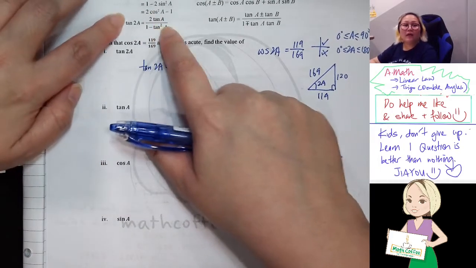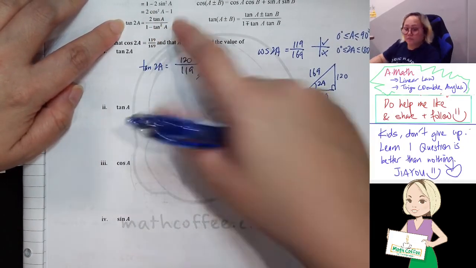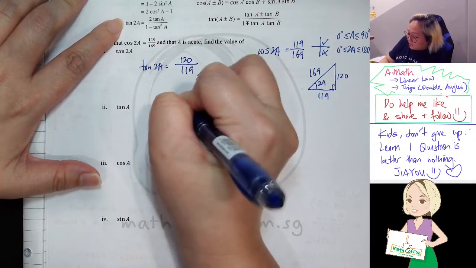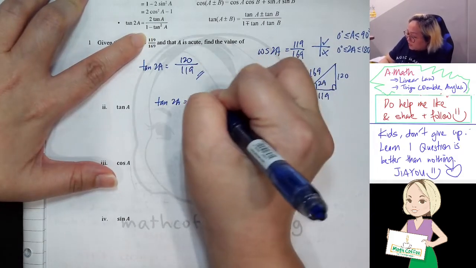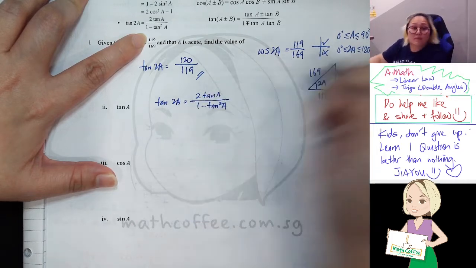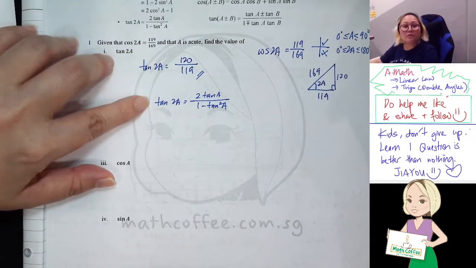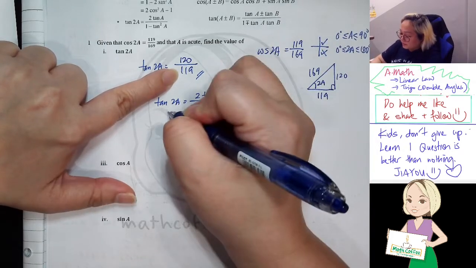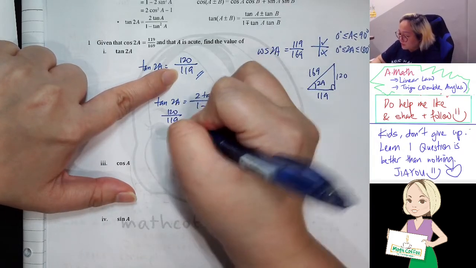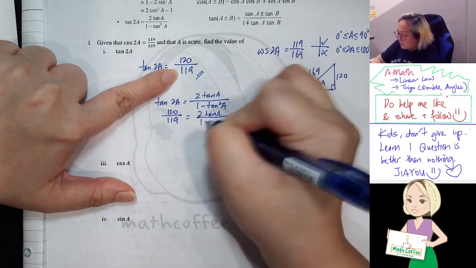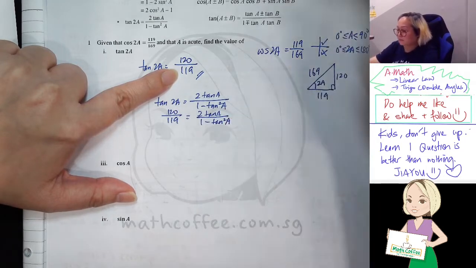So over here, I'm going to use this one. I'm going to write out tangent 2A is equals to 2 tangent A over 1 minus tangent square A. So all I need to do is, my tangent 2A, I already found it in part 1. So just put on the left hand side, 120 over 119 is equals to 2 tangent A over 1 minus tangent square A.